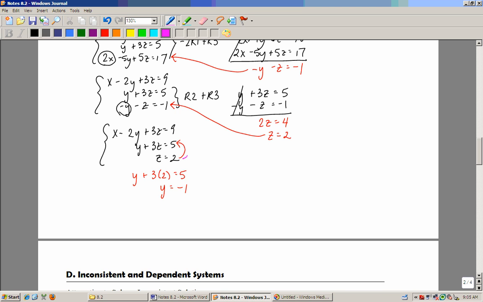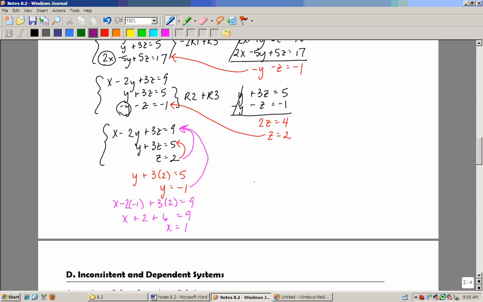And then if you take the z and the y and plug them both into the first equation, you're going to be able to find x. So this is x minus 2y plus 3z equals 9. That's x plus 2 plus 6 equals 9. And 2 plus 6 is 8. And when you subtract it to the other side, you get x equals 1.